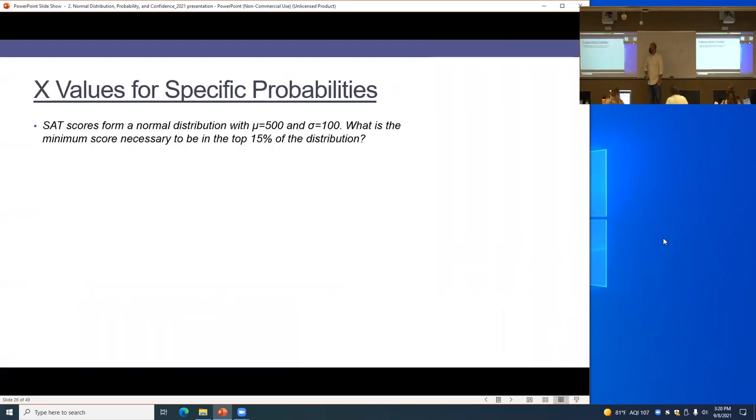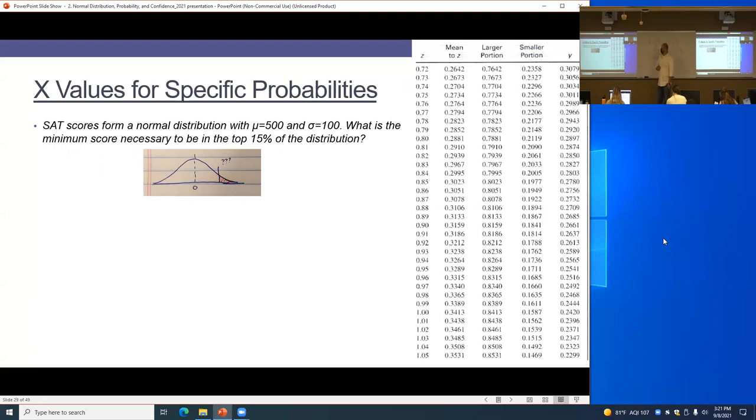All right. Let's go through one more set here. This is a little bit different. SAT scores form a normal distribution with a mean of 500 and a standard deviation of 100. What's the minimum score necessary to be in the top 15% of the distribution? So what are we looking for in this problem? I'm looking for a raw score, right? Which means I'm going to have to do some gymnastics with my formula. First, I'm going to plot out the top 15% of this distribution. Then I'm going to pull up my Z-score.